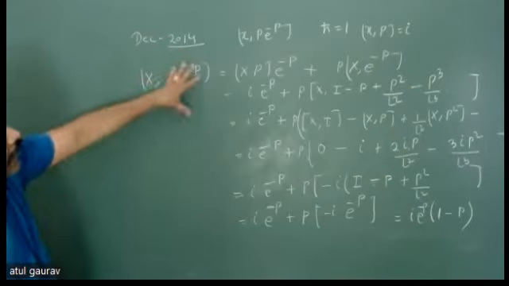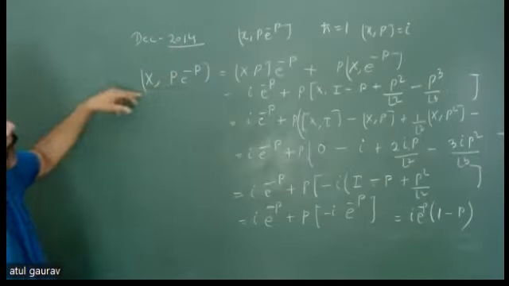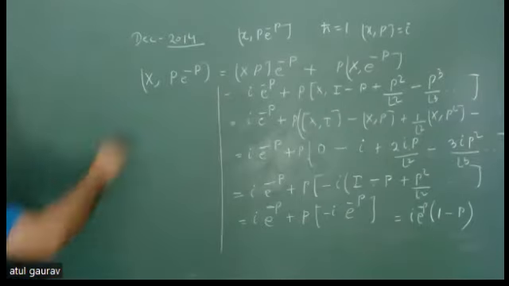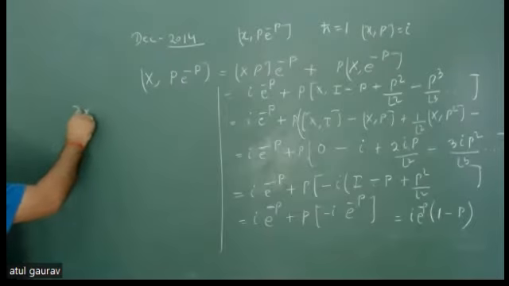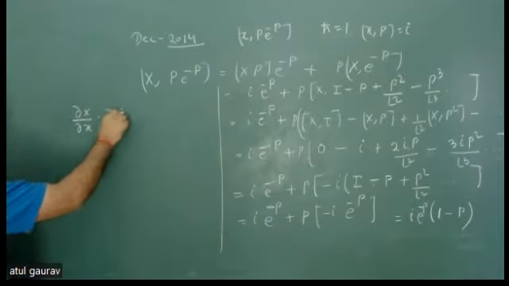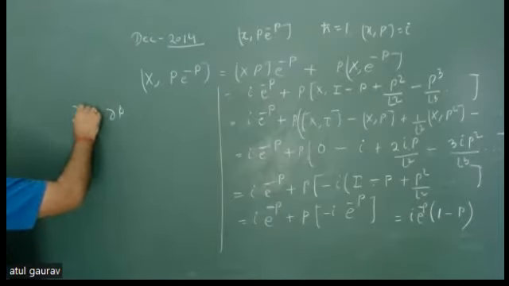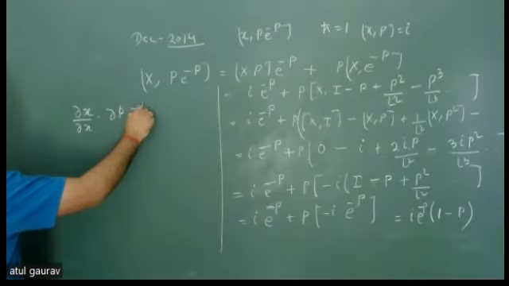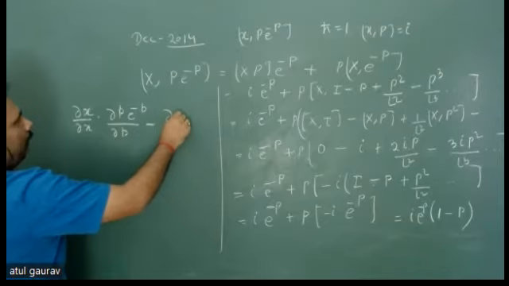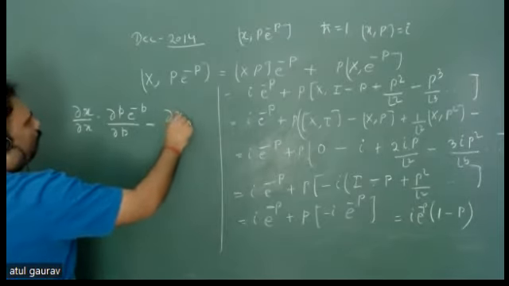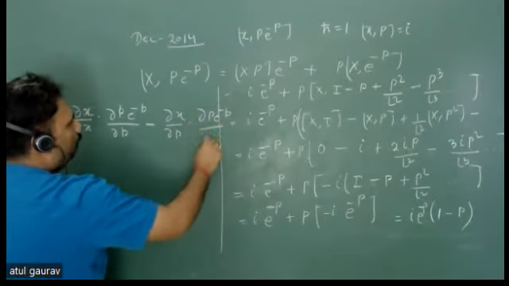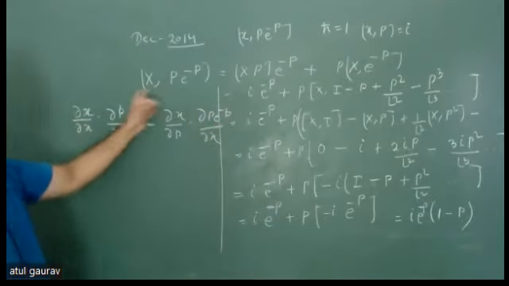Now just try to figure it out. What will be the Poisson bracket of this one? We have to just go for del x upon del x, del p, or del x upon del x, del p e to the power minus p upon del p, minus del x upon del p into del p e to the power minus p upon del x. I am just using the classical thing.